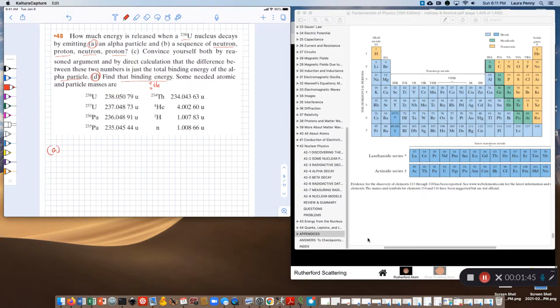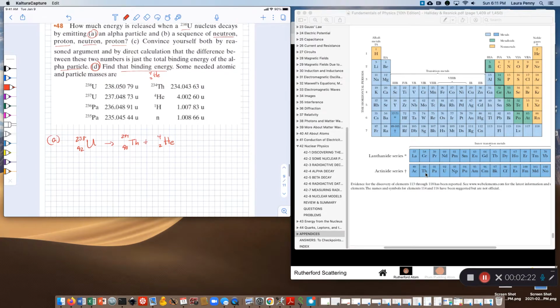So for part A, it says, what's the energy that's released when we have a 238? So let's actually write this out. We have a 238, and we get an alpha particle out of this. So that means we must make something which has 234 as its number here, right? And we could look at these actual masses. So this is 92, and thorium is 90. So this is a typical alpha decay.